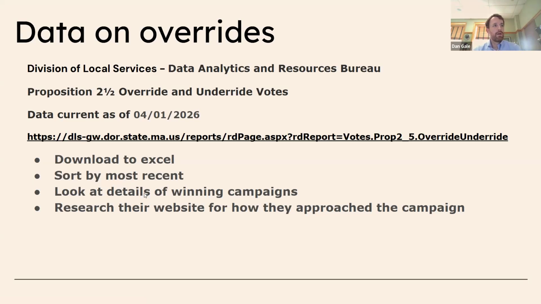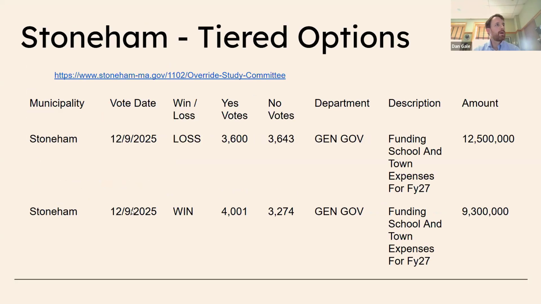You can look at what campaigns have won recently, and maybe search their website to see how they worded things, how they went around. This is an example from Stoneham. This is the information you get on that website. You can see every override back to 1990. What was the amount they asked for? What did they win? Did they lose? This is an example of Stoneham, who just passed an override in December. So this is one of the most recent ones that passed.